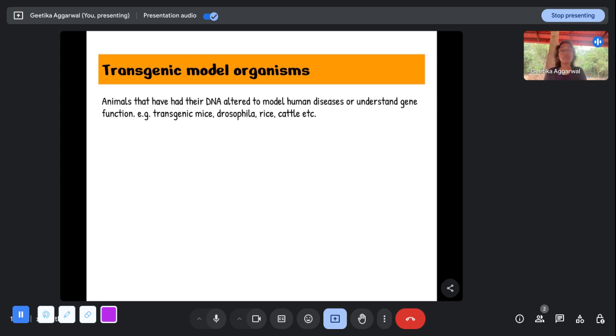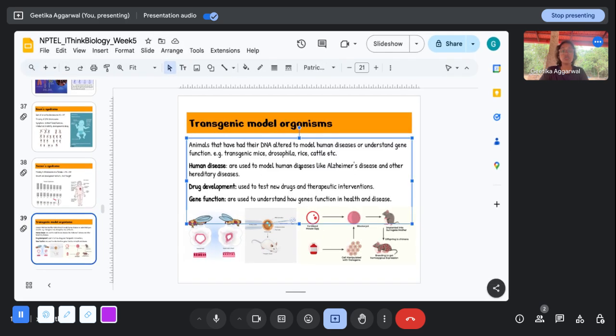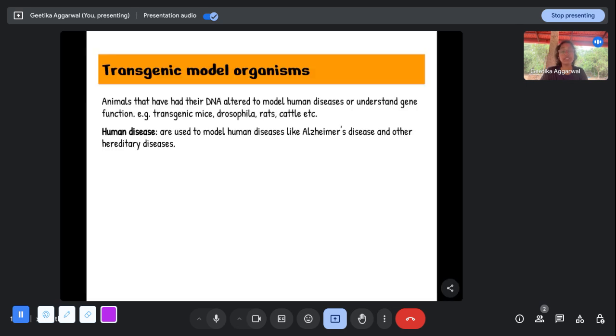So for example, you could have mice, Drosophila, rice, or rats, and you could have cattle which actually are transgenic, and can be used to study these genetic disorders or human diseases.